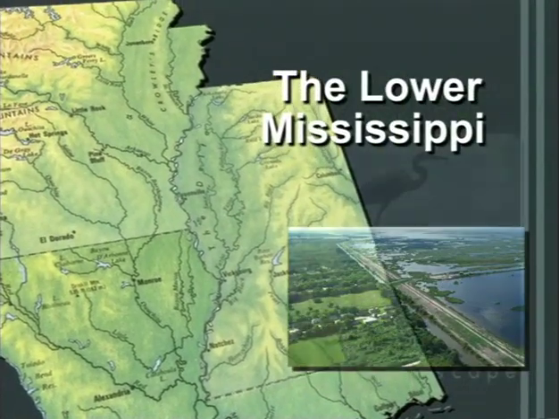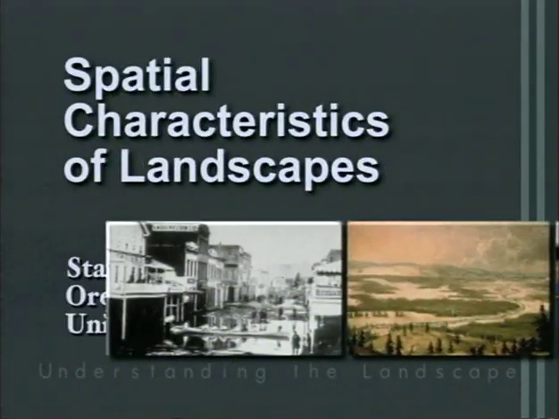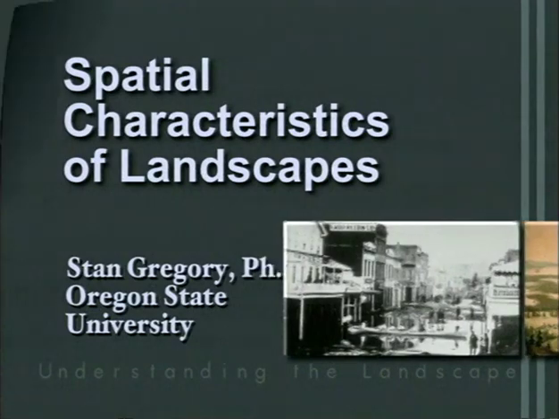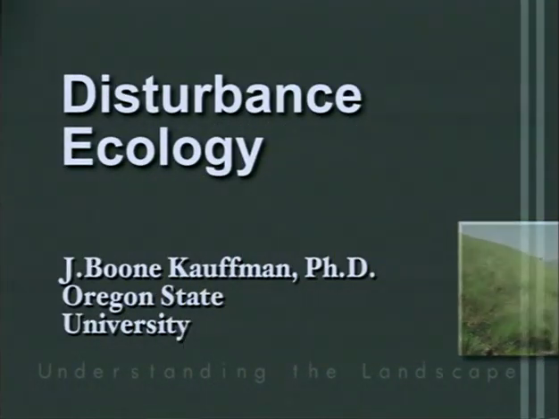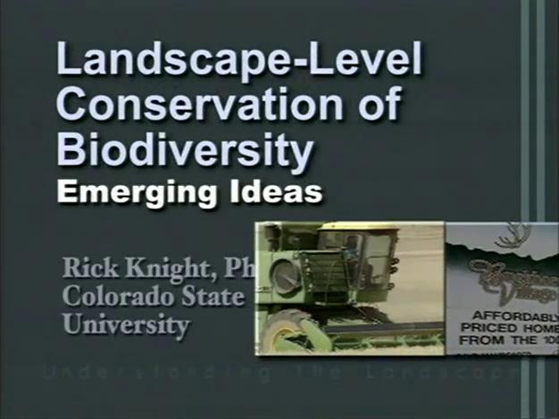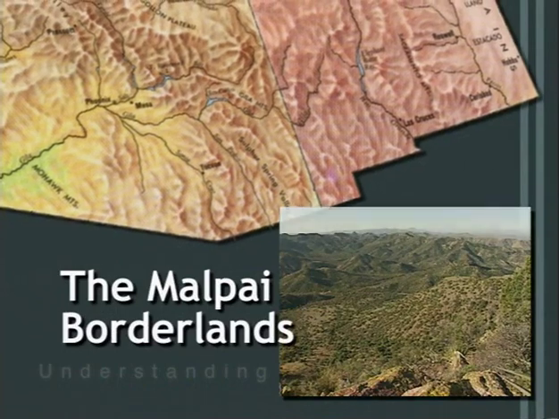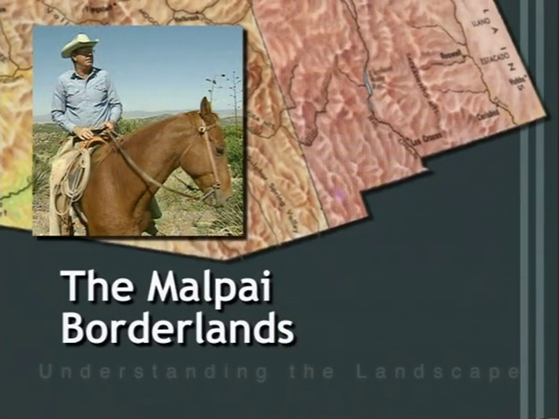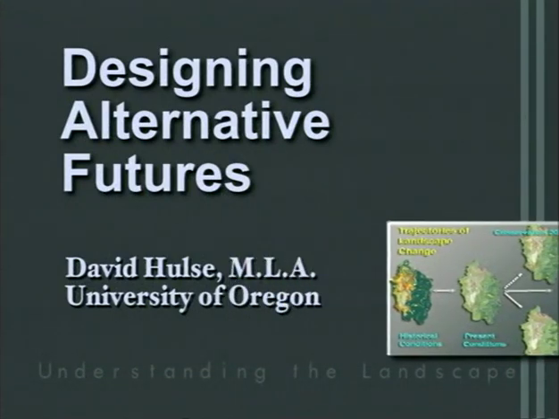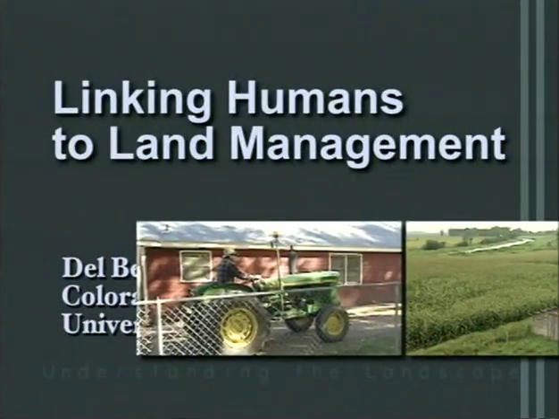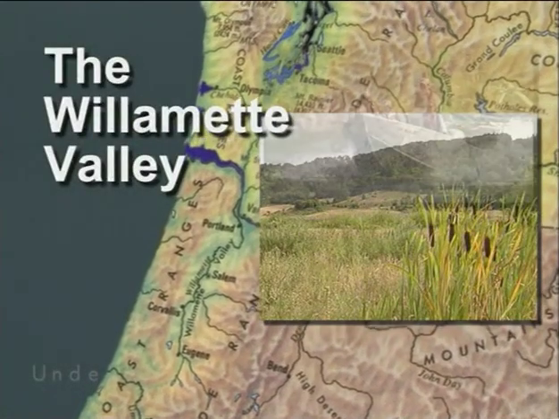the Lower Mississippi case study, spatial characteristics of landscapes, disturbance ecology, conservation of biodiversity, the Malpai Borderlands Case Study, Designing Alternative Futures, Linking Humans to Land Management, and the Willamette Valley Case Study.